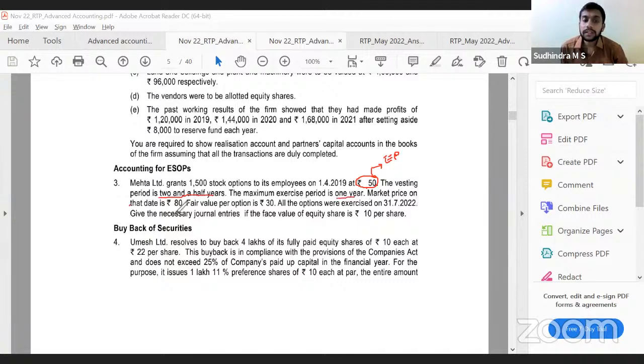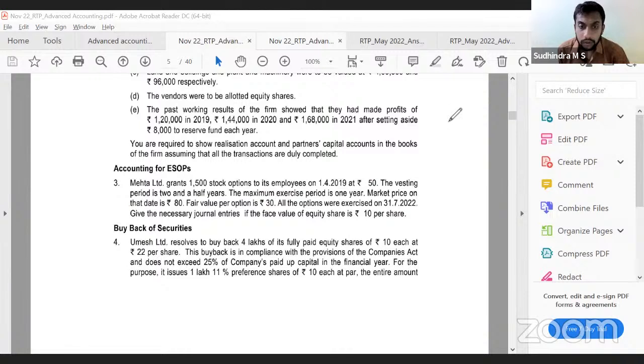Market price on the date is 80 rupees. Fair value of the option is 30 rupees. All the options were exercised on 31st of July 2022. Give the necessary journal entries if the face value of the shares is 10 rupees per share. So in this case, even though they have given 80 and 50, we need not calculate 80 minus 50 because 30 rupees fair value they have already given. Even if it was 40 rupees or 45 rupees, we should still go with this only, not 80 minus 50, since they have given us fair value.